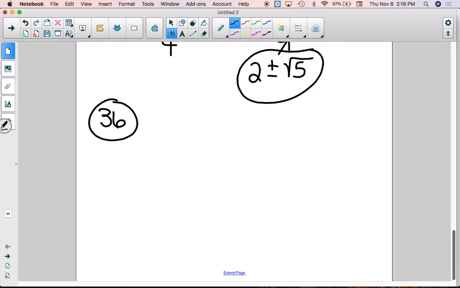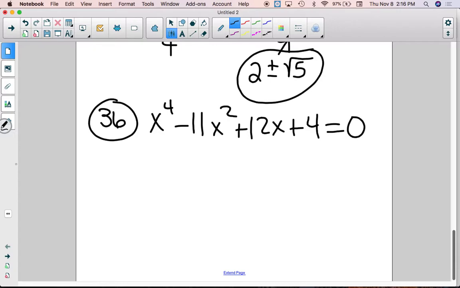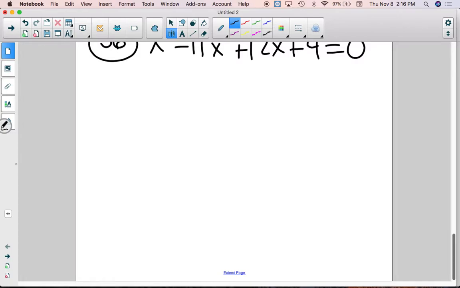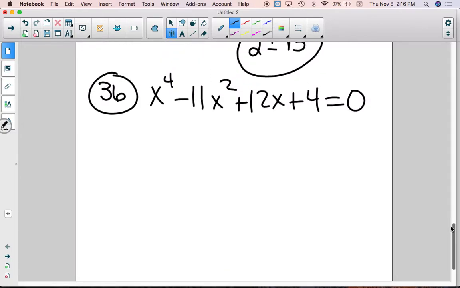Well, x to the 4th minus 11x squared plus 12x plus 4 equals 0. Okay, so how many solutions should this one have? Oh, 4? Yeah, because my largest exponent is 4, so we need to find 4 answers. So how many times do I have to do synthetic division? Twice. You have to do it till you get down to a square, and then you can do the quadratic formula.